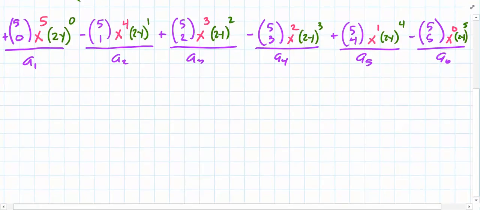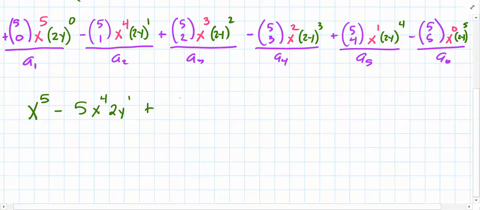How much is 5 choose 0? Well, we know that's just a value of 1. What's x to the 5th times anything to the 0 power? That's just going to be x to the 5th. So our first term ends up being an x to the 5th. So this whole thing simplifies down to x to the 5th. Then I'm going to have a minus. 5 choose 1 is 5. I'm going to have x to the 4th and then 2y to the 1st power.